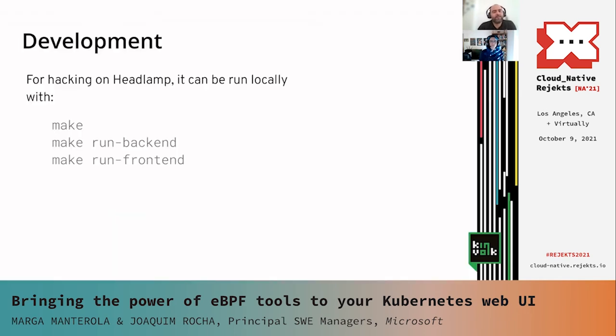So just to quickly tell you, how can I run it? I just want to quickly check Headlamp, maybe change a thing or two. How do I run it? What do I need to run in the cluster? Again, really nothing. You just have to clone the project, make run backend and run frontend, and you should be up and running.